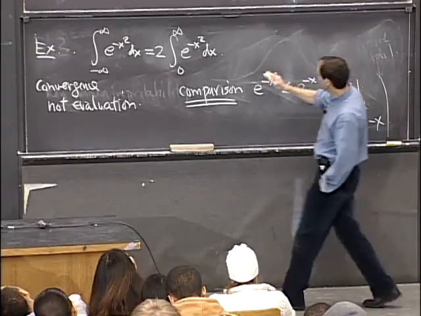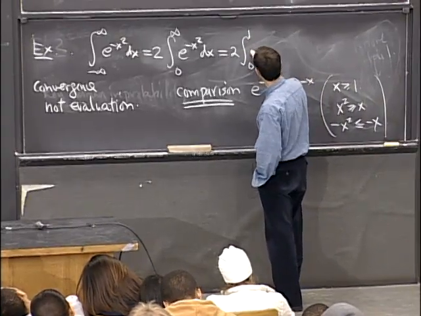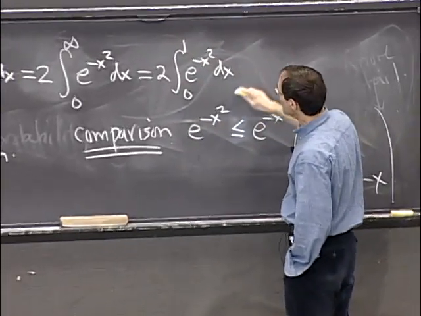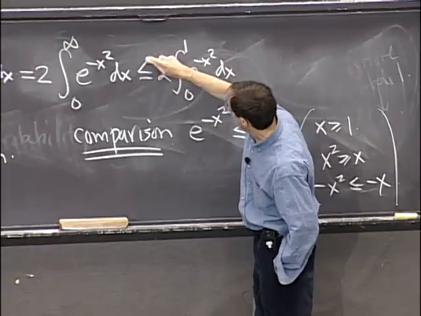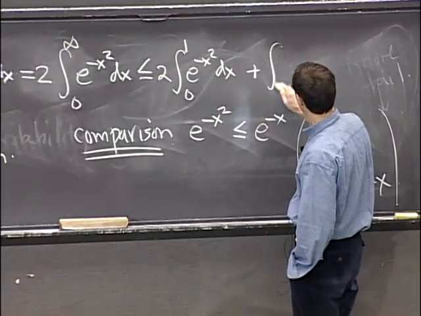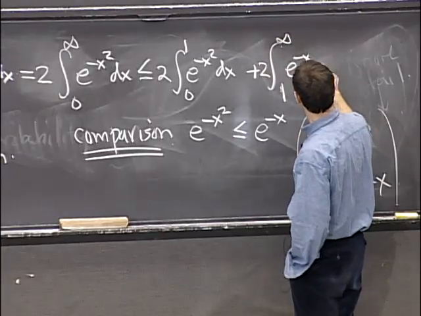And so what we have here is two pieces. We have the integral from 0 to 1 of e to the minus x squared. That's just a finite part. And then we have this other part, which I'm going to replace with the e to the minus x here. 2 times the integral from 1 to infinity of e to the minus x dx.